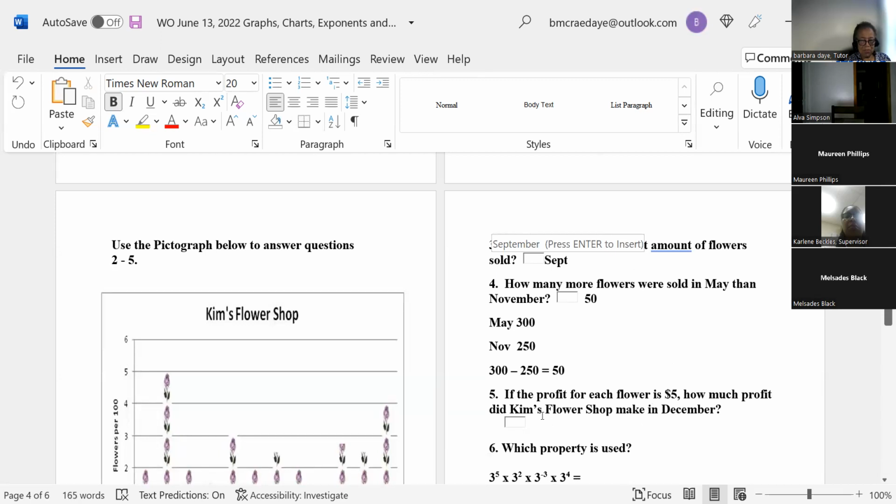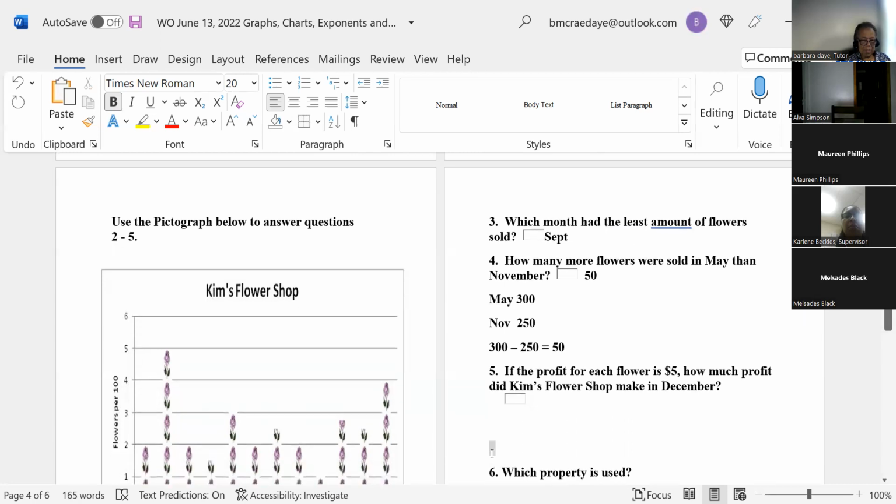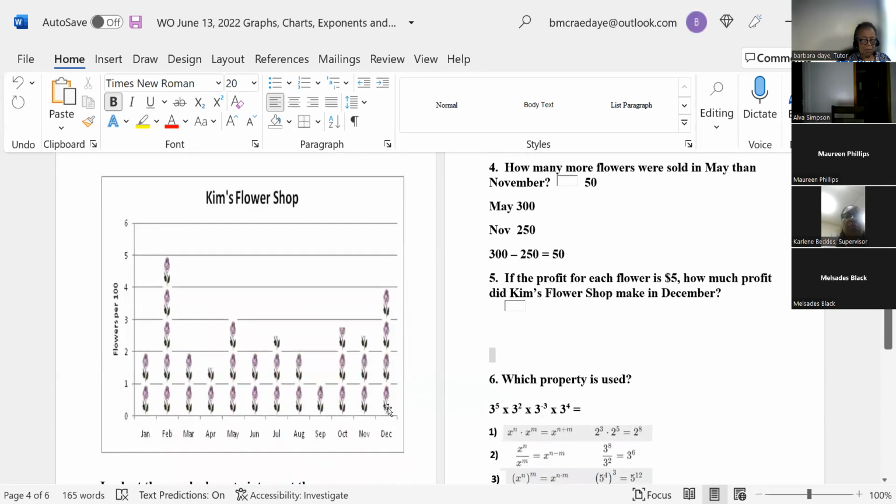Go ahead, start over. Okay. Maureen, if the profit for each flower is $5, how much profit did Ken Flower Shop make in December? Okay, let's look at December. So how many flowers do we have in December, Maureen? 4. Each one represents 100, so 400. So you had 400 flowers.